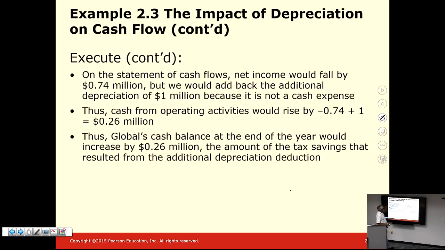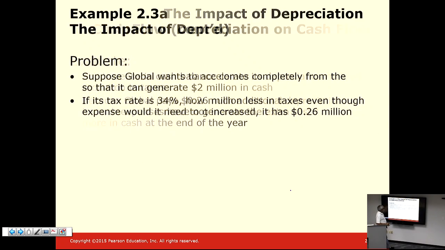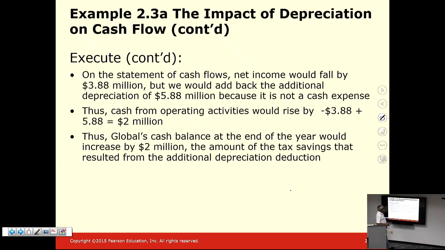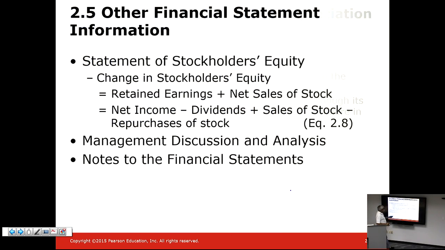And that ends the first part that we have for this chapter 2. The next thing that we will go into, you can review some of the problems and also review the problem tutorials. The next thing I want to get into is how to interpret the financial statements. We'll do that in the second part of the lecture.